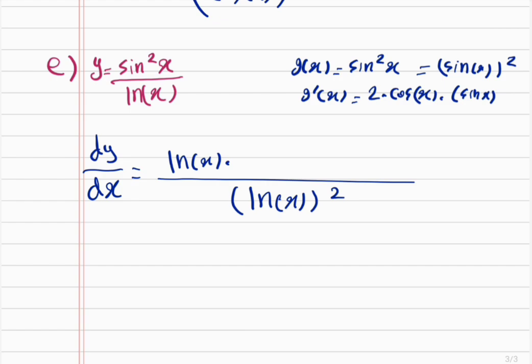So we just need to copy and paste that here. So ln x times 2 cos x sine x, then minus, so this time we write down sine x squared times the derivative of ln x, which is 1 over x, as we have had that multiple times. And this is the final answer.